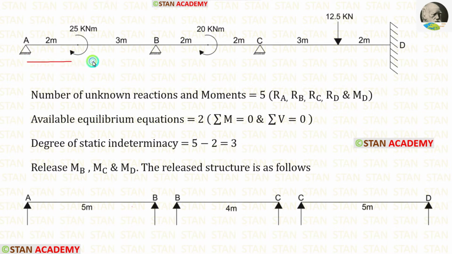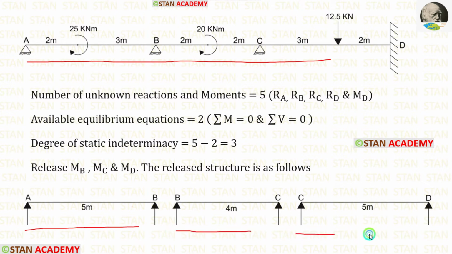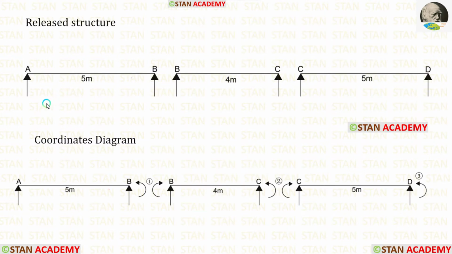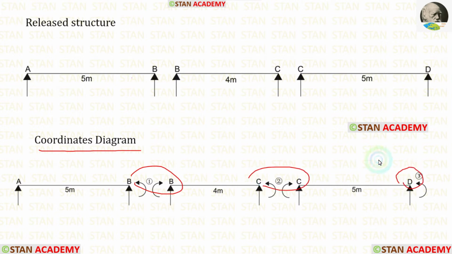When we do that, this continuous beam becomes 3 different simply supported beams. These beams are called the released structure. We have made the released structure. Now let us make the coordinates diagram. In this analysis, there are 3 coordinates. In the point B, in the point C and in the point D, we are having the coordinates, because in these points only, we have removed the moments.